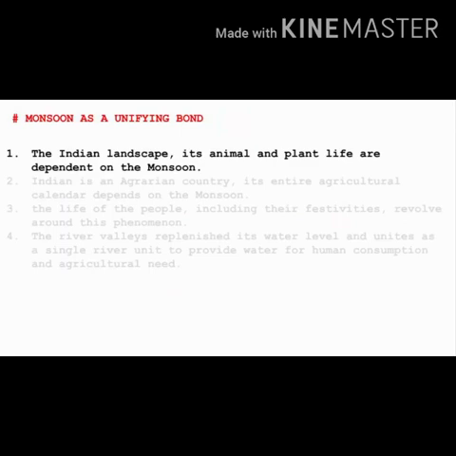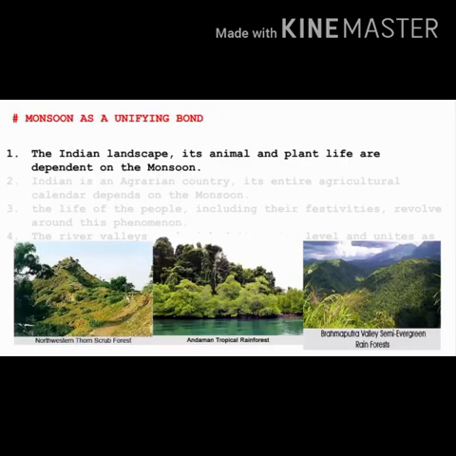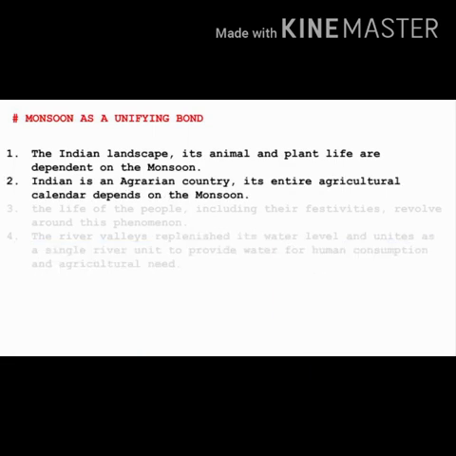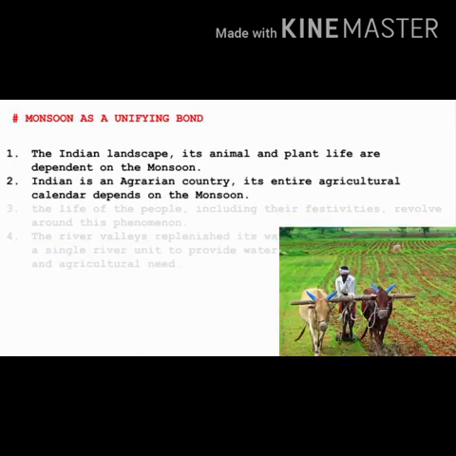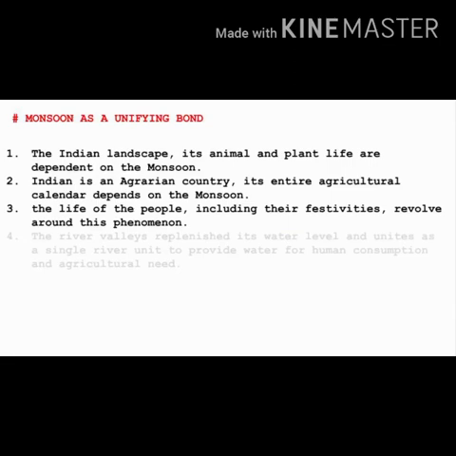So you have to understand that the Indian landscape, its animal and plant life, that is flora and fauna, are all dependent on the monsoon. So being in the tropical region, we have tropical rainforest as well as tropical deciduous forest. And the lush greenery of these forests has to be maintained through the arrival of the monsoon. And coming to the second point, India is an agrarian country, which means more than 50% of its population is engaged in agriculture. Therefore, the agricultural calendar depends hugely on the monsoon, because if there is not sufficient water, agriculture can get affected. And the third point is the life of the people, including their festivities, revolves around this phenomenon.